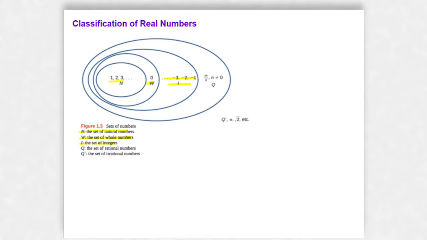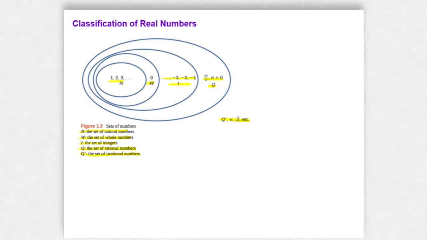And then we have the set of rational numbers, and that's basically your fractions. Numbers of the form m over n, where m and n are integers and the denominator n is never 0. And the very last of the classifications is the irrational numbers. These are the numbers that do not have a terminating or repeating decimal, numbers like pi, square root of 2, and so on.